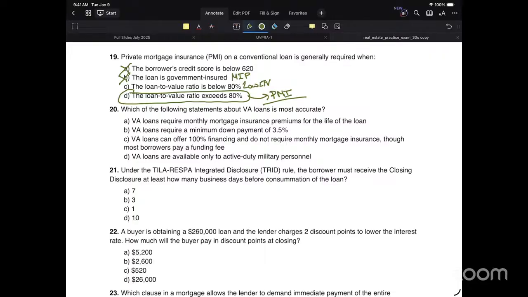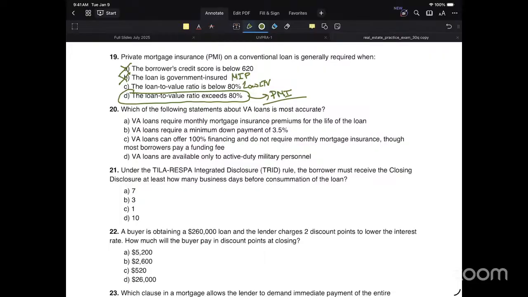Number 20. Which of the following statements about VA loans is most accurate? A, VA loans require monthly mortgage insurance premiums for the life of the loan. B, VA loans require a minimum down payment of 3.5%. C, VA loans can offer 100% financing and do not require monthly mortgage insurance, although most borrowers pay a funding fee. Or D, VA loans are available only to active duty military personnel.